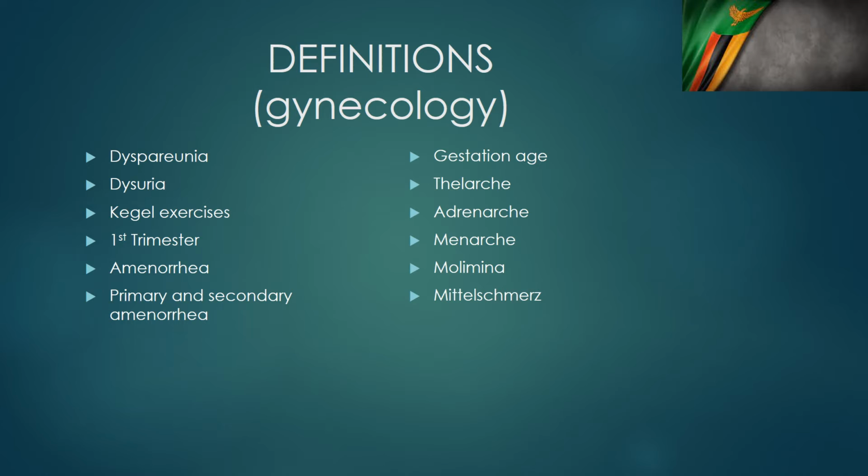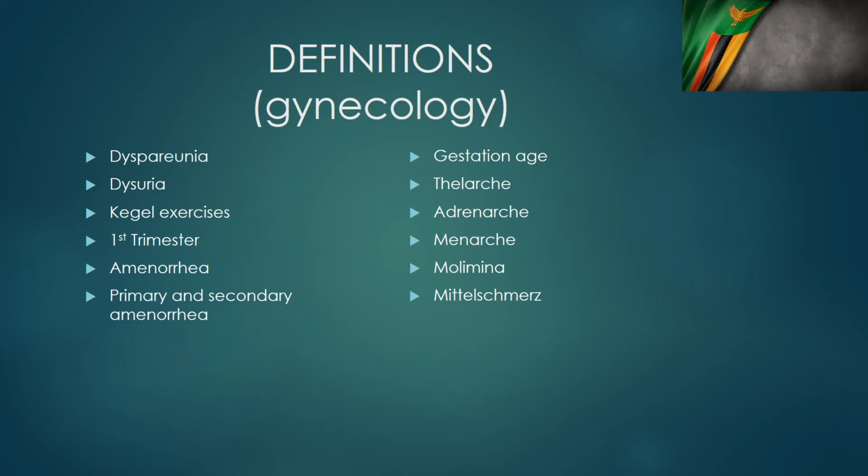Molimina are symptoms that women have as a result of ovulation. So bloating, abdominal discomfort, some crampy-like pain. All those are called molimina. We use this sometimes when we are taking a history and you want to get to know if a woman is ovulating. So you'd ask about all those symptoms of ovulation.